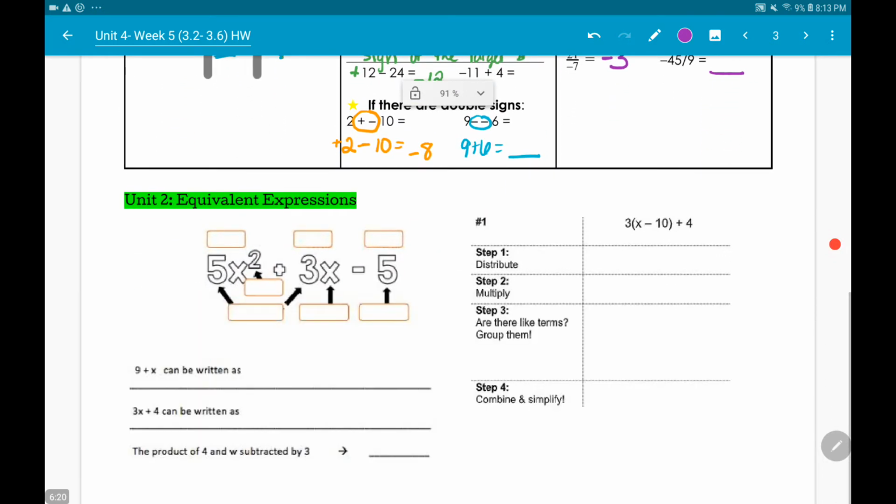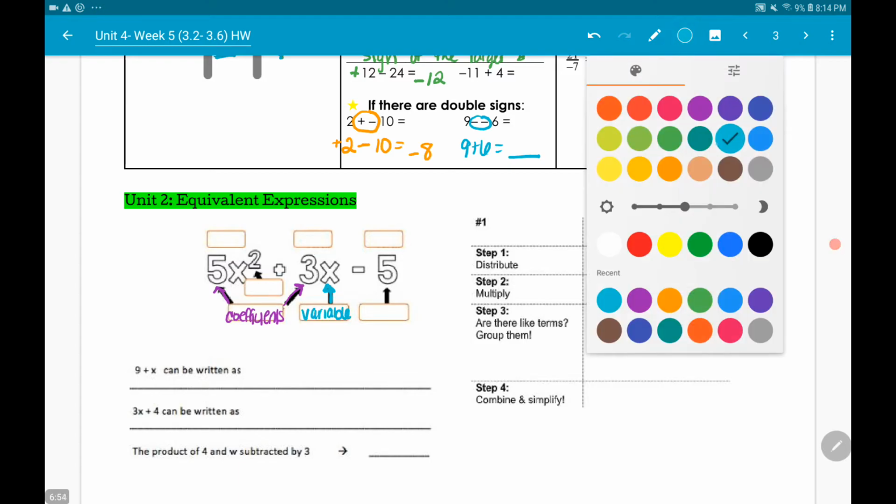And let's skip around to around the holidays, which is when we did equivalent expressions. So here, let's label a bunch of stuff. This first box here is pointing to the 5 and the 3. Both of them are before variables, so these must be my coefficients. We know what x is. Any letter in an expression or an equation must be the variable.